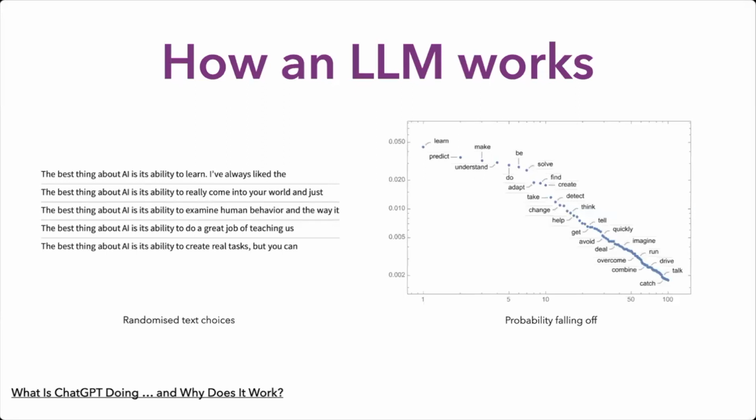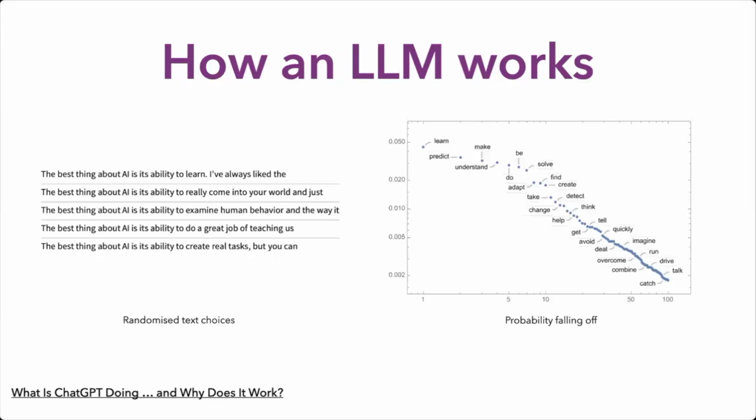So if we look on the screen, on the left-hand side we've got a simple sentence to begin with: The best thing about AI is its ability to learn. And then it goes on, I've always liked the. The next line is, the best thing about AI is its ability to really come into your world and just. And we've got other ones: The best thing about AI is its ability to examine, to do, to create.